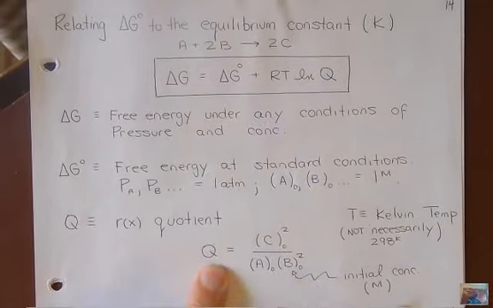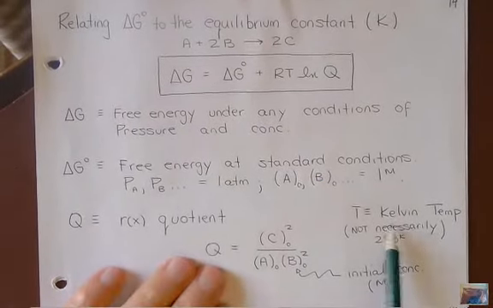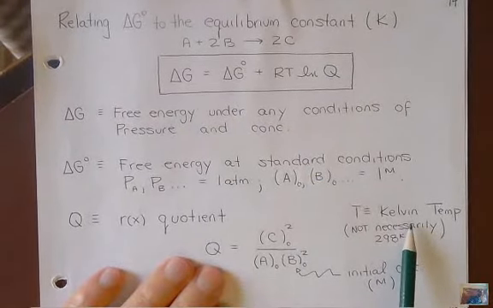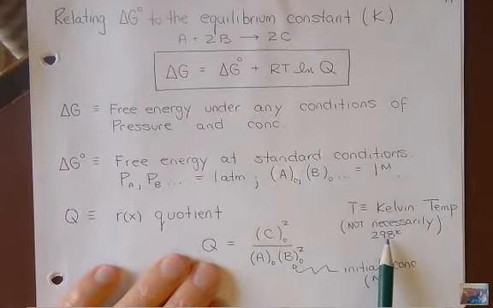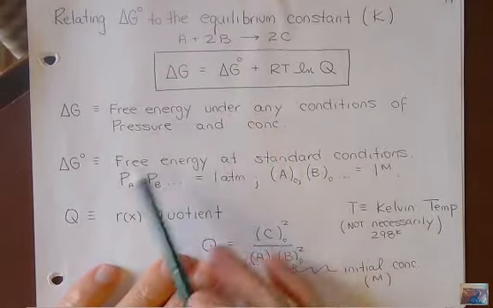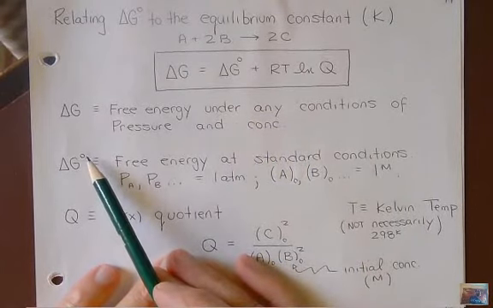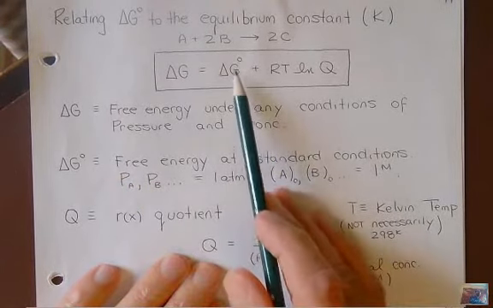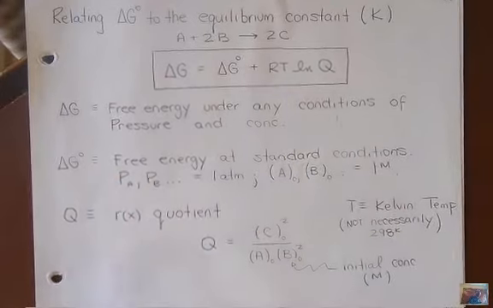So same idea, okay? So these guys are at whatever temperature you happen to be, not necessarily 298, but when you get the numbers from the back of the book, those are at delta G0, which has these conditions, and they're also at 298 Kelvin, okay?